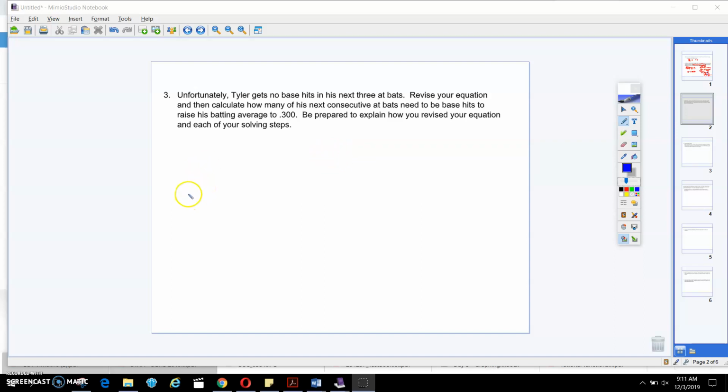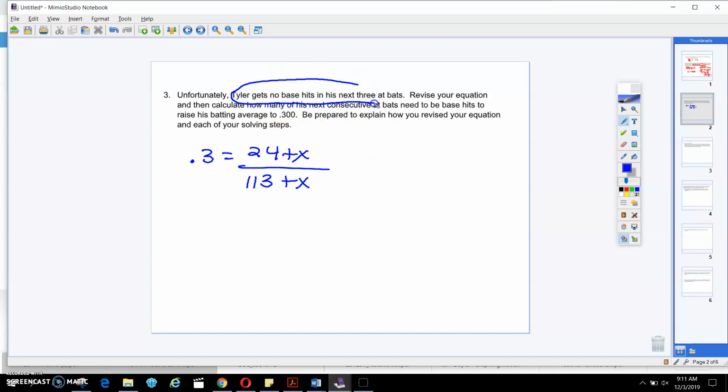So we're going to take the exact same equation that we had on the last one. We're going to have 0.3 equals 24 plus x over, but instead of writing 110, we're now going to write 113. The reason I'm writing that 113 is because he got no more base hits. So he just kind of missed. Anybody play baseball? Yeah, okay, so he swung and he missed, right? Okay, cool. Now you're going to cross multiply and solve.